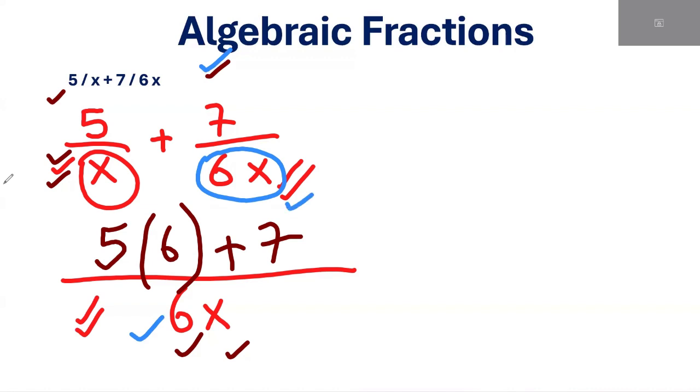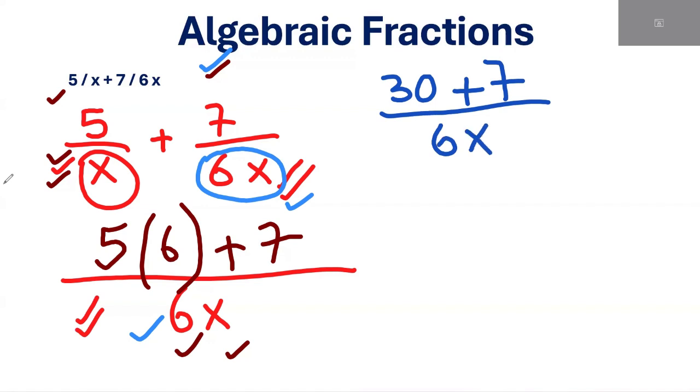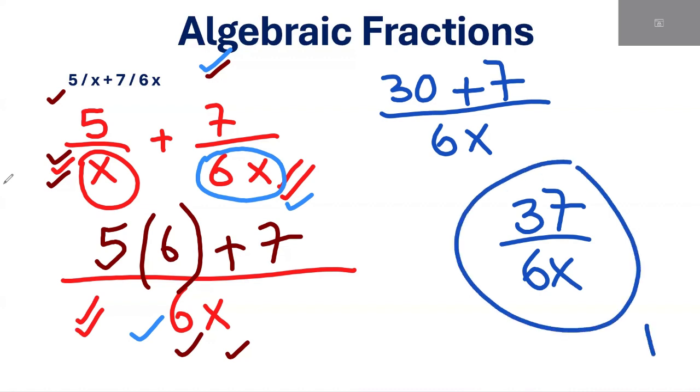So now solving further, you will get 5 multiplied by 6, 30 plus 7 divided by 6x, which will give you 37 divided by 6x. This is the answer. Nothing can be cancelled. 37 is not divisible by 6. You can't cancel anything. So 37 divided by 6x is the final answer. Next.